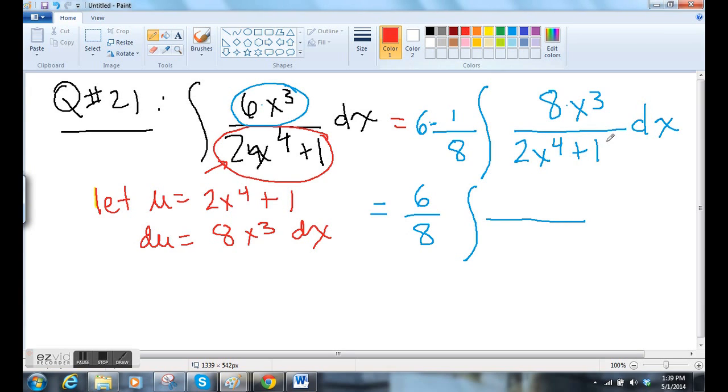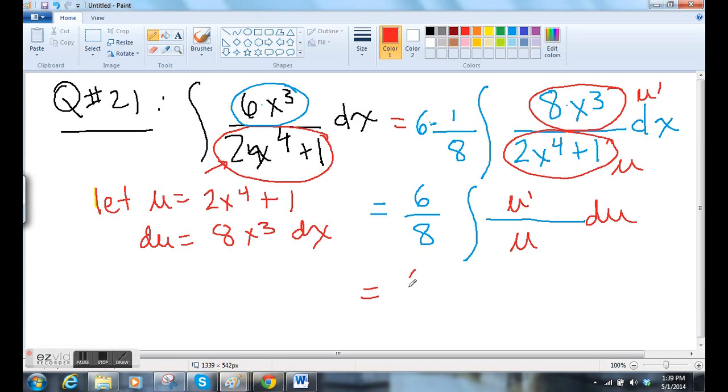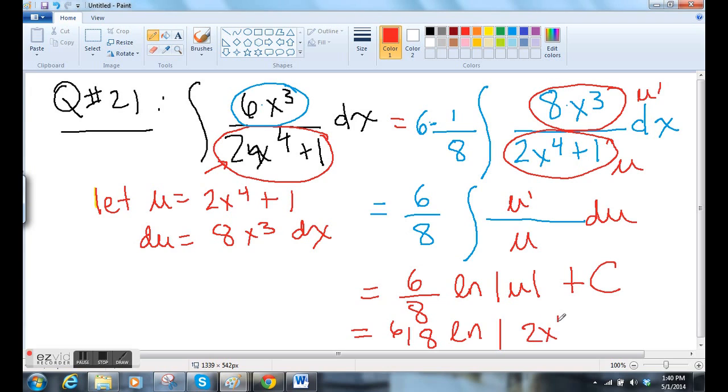Here, this bottom one now, that's u. This top one is the derivative of u. So we have derivative u du, and it looks perfect for our lovely formula, natural log absolute value of u plus a constant. And the final step is always to put that, I'll just leave it red, 6/8, put the u substitution back, absolute value of 2x to the 4th plus 1, end of absolute value, plus a constant.